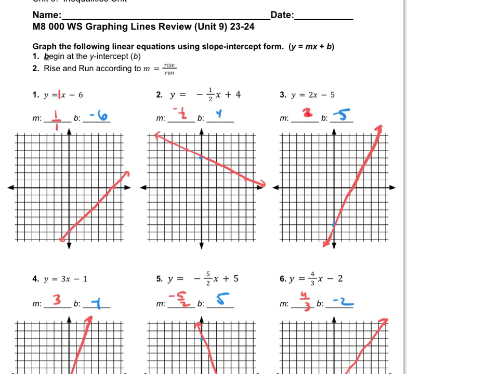So on this one, we've got a slope of 2 and a y-intercept of -5. So we're going to start at down 5 on the y-axis, and then we're going to rise 2, run 1 to get to each point, and then connect with the slope. It's a positively sloped line.